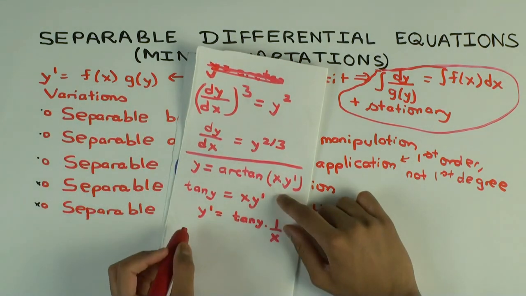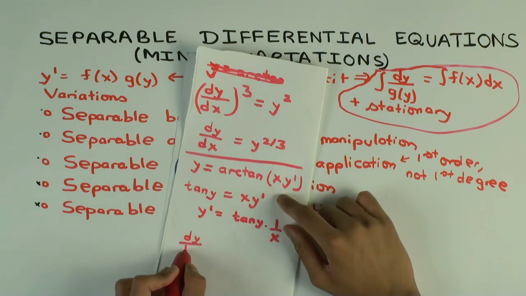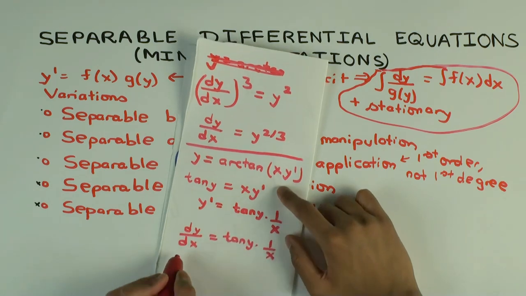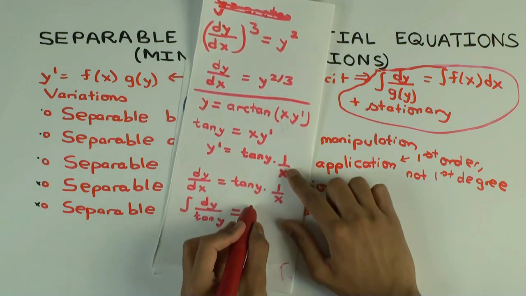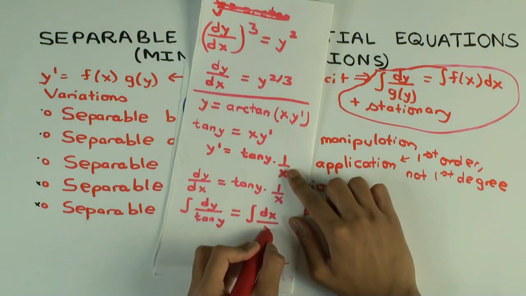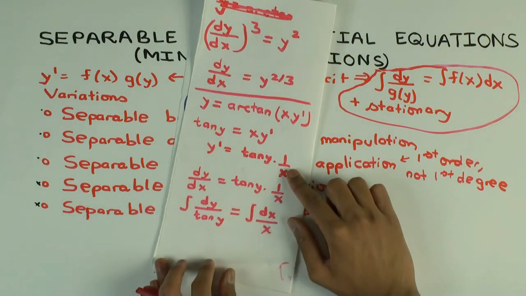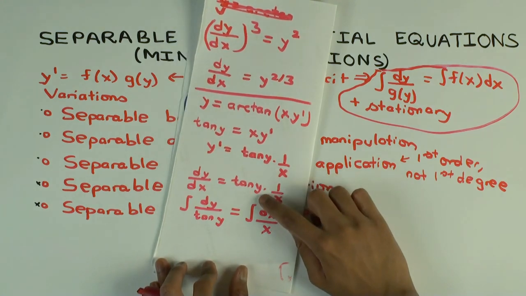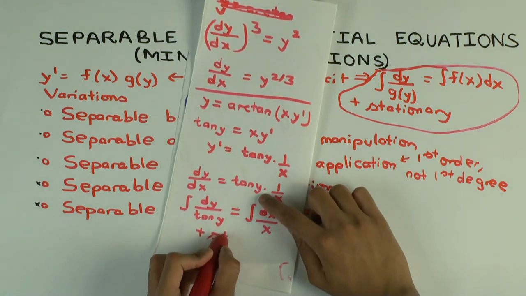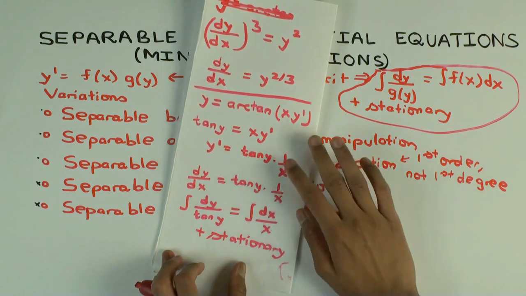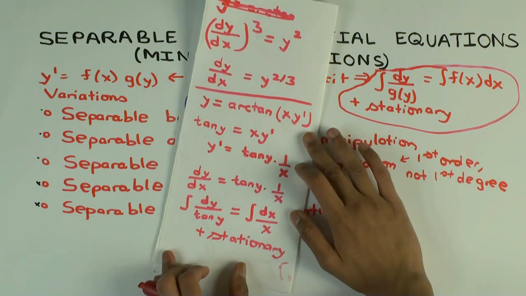Okay, so maybe I'll just do this one or two more steps here. So you get dy over tan y equals the integral of dx over x. And plus you have to worry about the stationary solution, the solution where tan y is 0. Okay. And now it's straightforward integration, and there are some subtleties here, which we'll do in a video when we talk about these kinds of equations in detail.